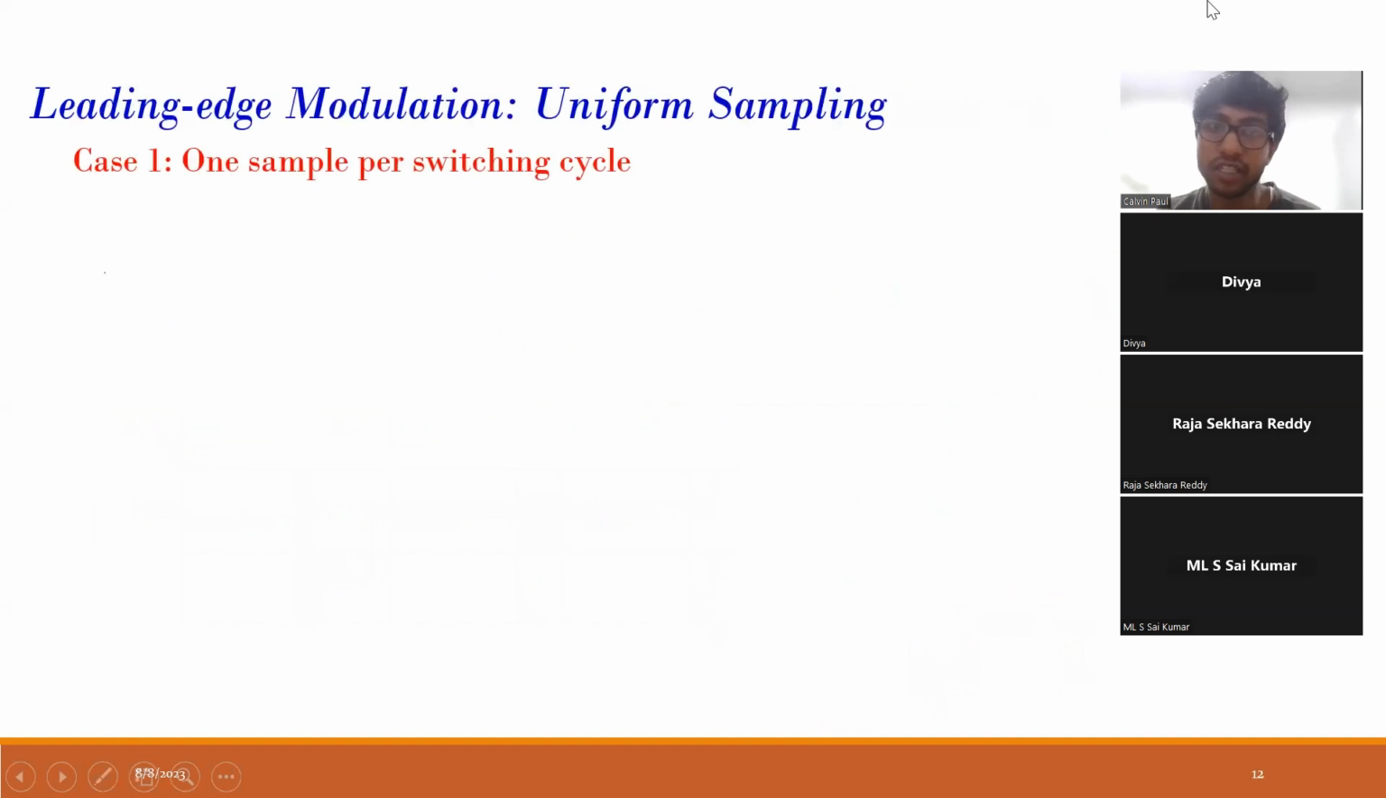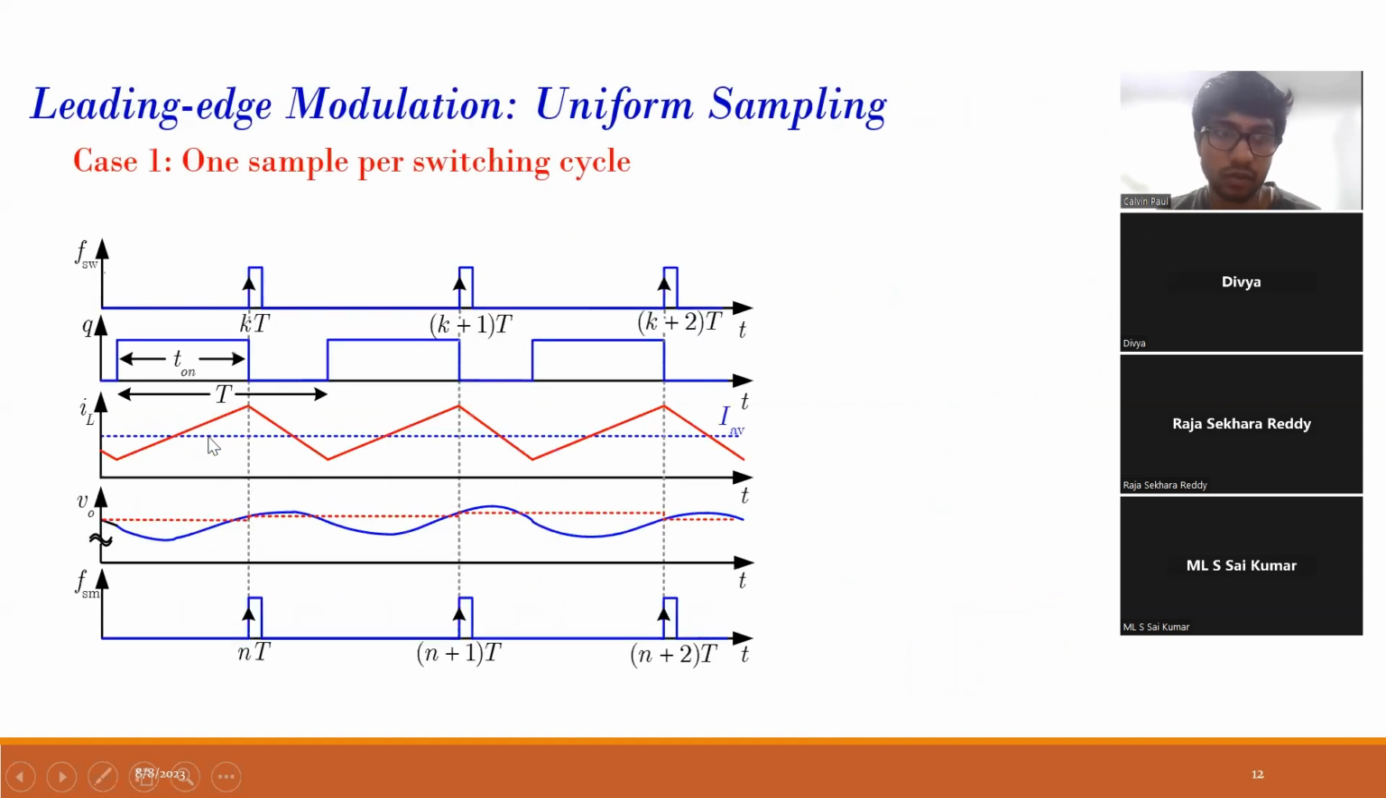Now we will consider leading edge modulation, where we are doing uniform sampling. Leading edge modulation is like the valley current control. I am taking the sample over here. Again, I'm taking a sample over here. We're taking only one sample per switching cycle. So here they are synchronized. This is the ideal case where there's no delay.